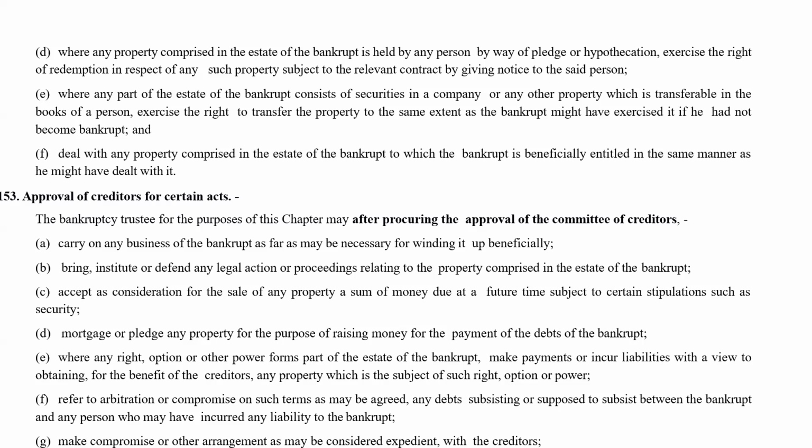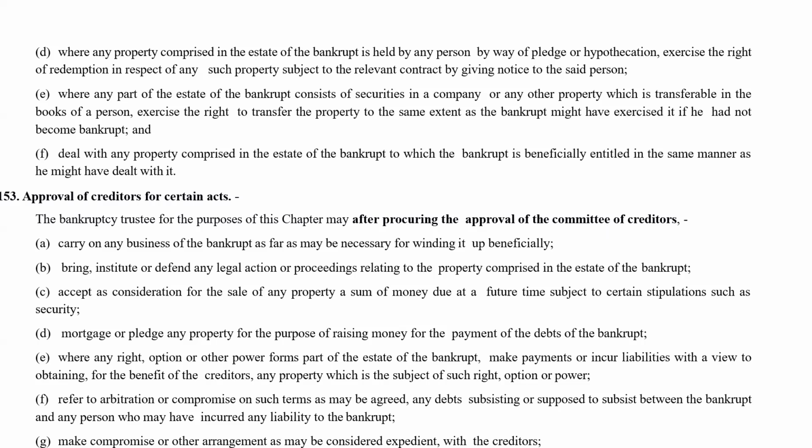But here, if we read this section, it says the purpose is to wind up the business. Bring, institute or defend any legal action or proceeding relating to the property comprised in the estate of the bankrupt, except as consideration for the sale of any property, a sum of money due at a future time, subject to certain stipulations such as security. So here they say all these things can be done only after procuring the approval of the COC.